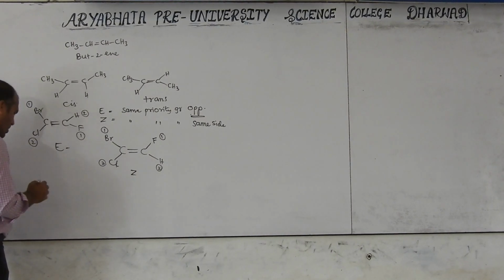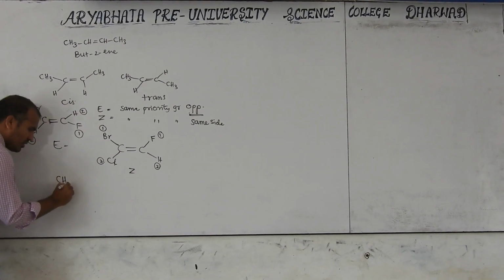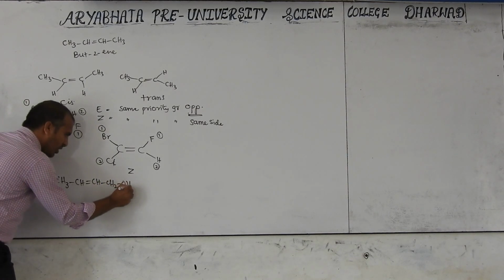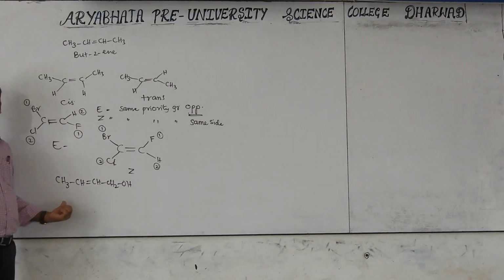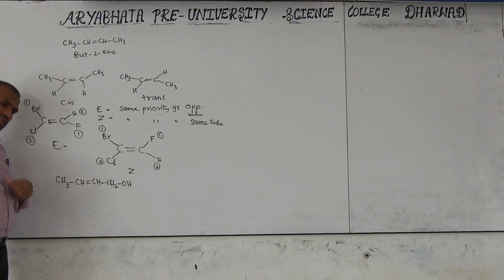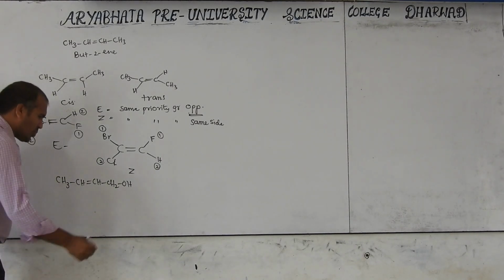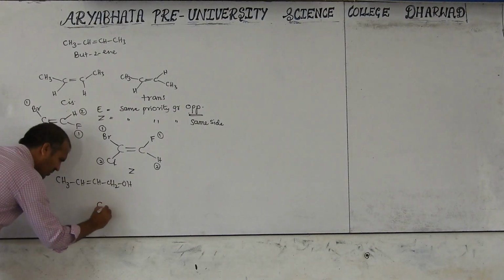So in the last class I told you about this type of isomer, CH3, CH2 double bond, CH, CH2OH, as a functional isomer of C4H8O. So this can exhibit E also and Z also.